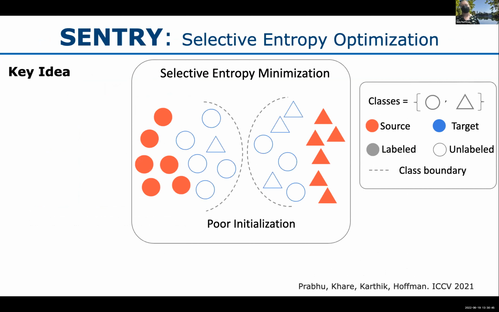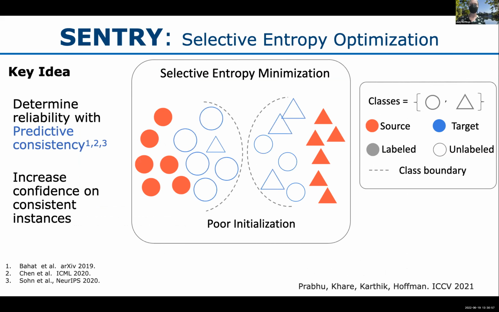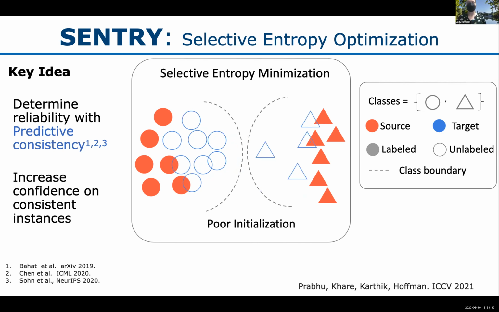So the key idea here is that we're going to use predictive consistency across multiple views of an image in order to estimate the reliability of a sample. So ideally, we would be able to identify certain instances, like maybe these instances, to be reliable here. And if we can identify them correctly as reliable, well, then we can safely and reliably increase the confidence of those instances such that everything is aligned on the right side of the source hyperplane.